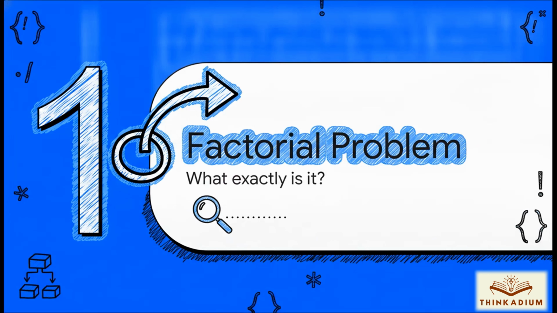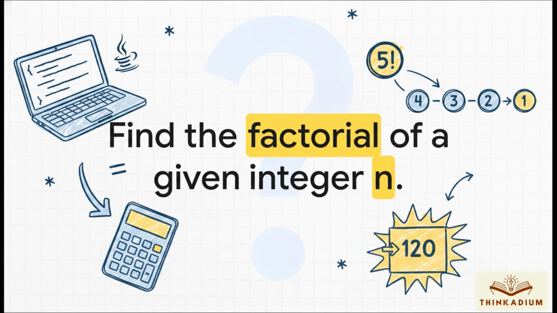Let's get started. Section 1, the factorial problem. What exactly is it? So picture this. You're in a technical interview, and you're handed this exact prompt. Write a Java program to calculate the factorial of a given number. To make things concrete, let's say our input is 5. If we build this correctly, our program needs to successfully output 120.